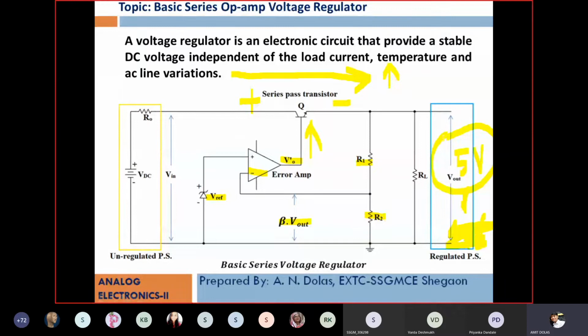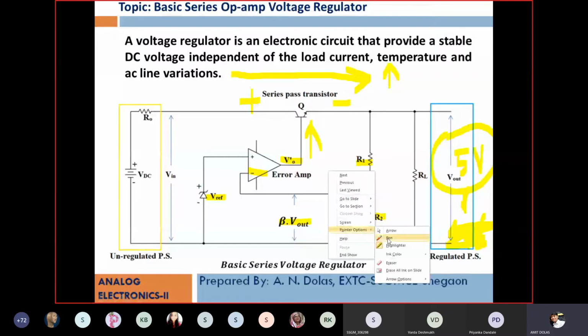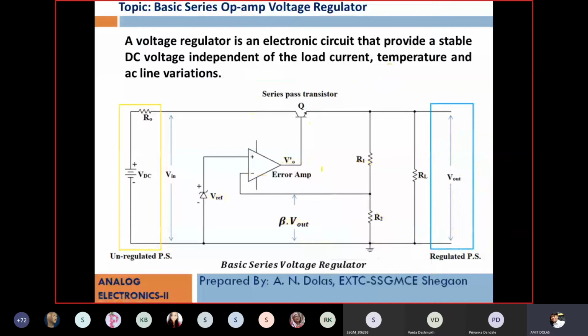So here, what is the mode of configuration of this? I'll erase the screen first. Wait. What is the configuration of this transistor? I hope you know the configurations. That is common base, common collector, and common emitter. Can anybody answer the configuration of this transistor? Any guesses? Yes, what is the configuration of transistor Q?